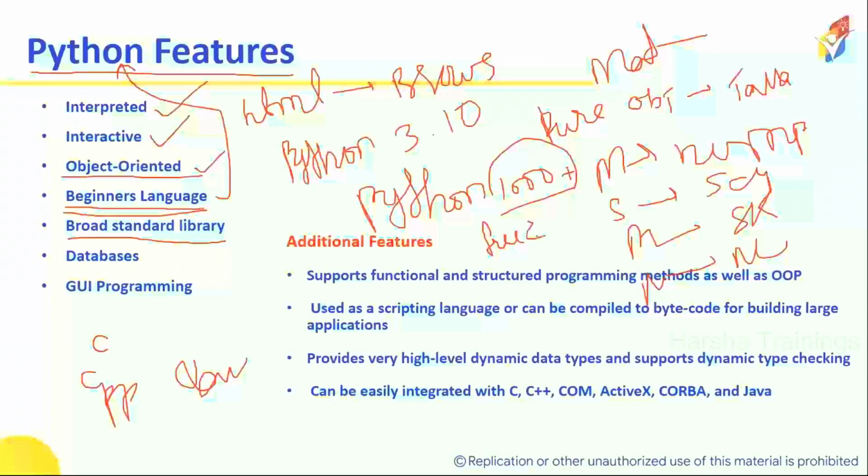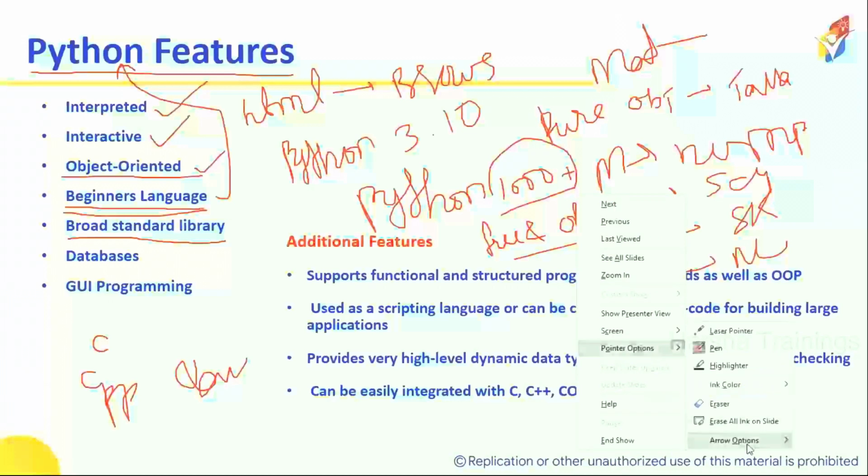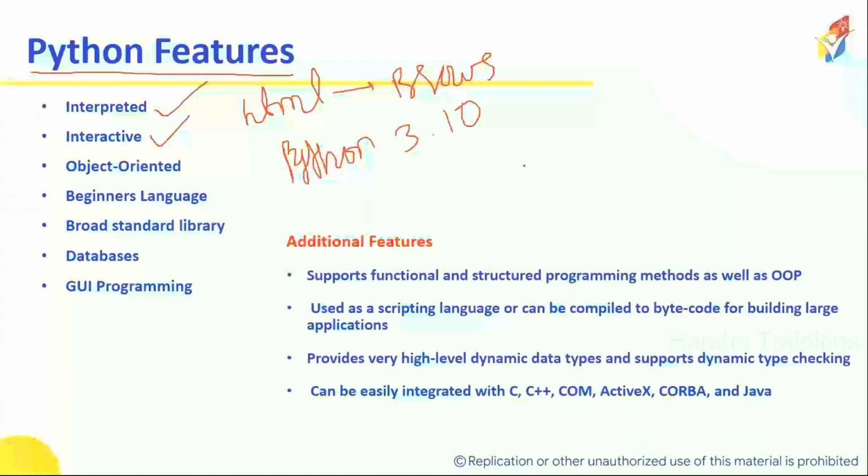Free and open source. Most of the times you are going to get one question in the interviews. Now, shall I demonstrate this open source for 2 minutes? Because it is important for interview purposes. Actually, software is divided into two types: one is open source and another one is proprietary.